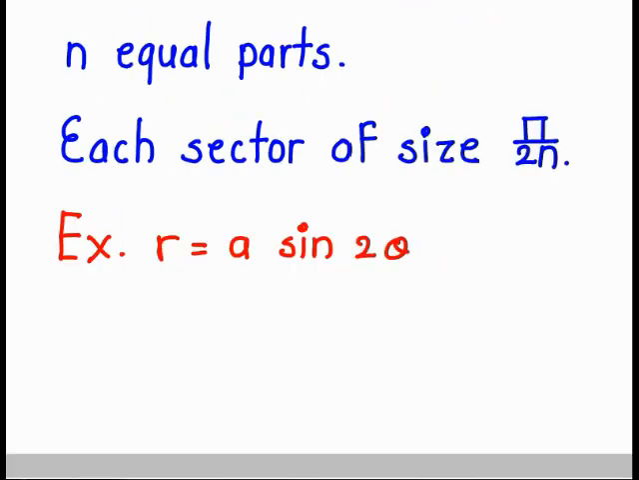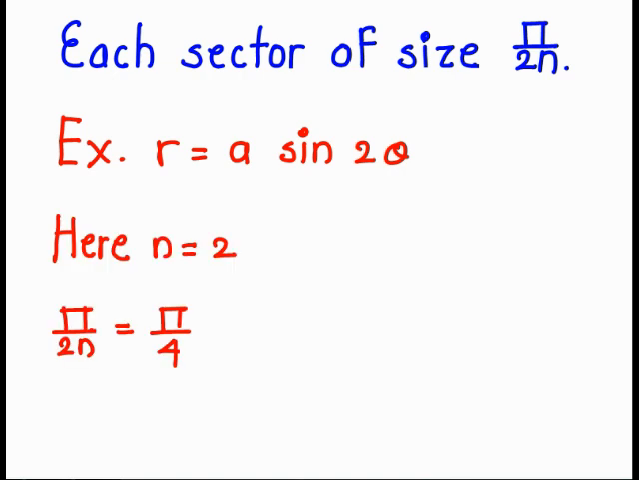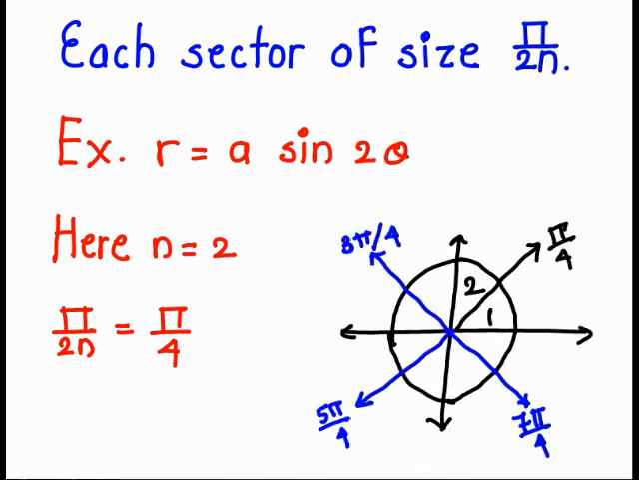So let's take an example. r is equal to a sin n theta. Here n is equal to 2. So we get each sector is of size pi by 4. With the help of this example, we understand that there are sectors 0, pi by 4, 2 pi by 4, 3 pi by 4, 4 pi by 4, 5 pi by 4, 6 pi by 4, 7 pi by 4 and 8 pi by 4.